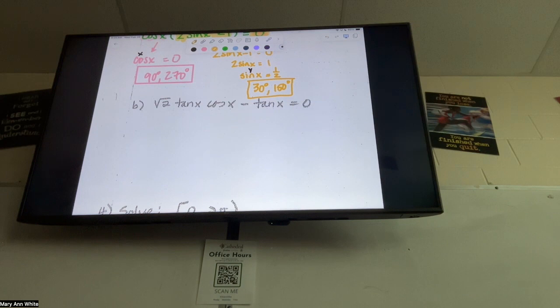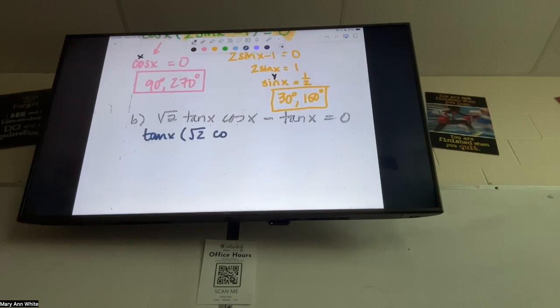This one says, square root 2 tan x cosine x minus tan x. What can I take out of both of those terms? Tan x, good. So we'll take that tan x out. And we'll be left with root 2 cos x minus 1 equals 0. Now, again, just like we did before, we're gonna set each of those pieces equal to 0. We'll set the tan x equal to 0, and then we'll set that root 2 cos x minus 1 equal to 0.